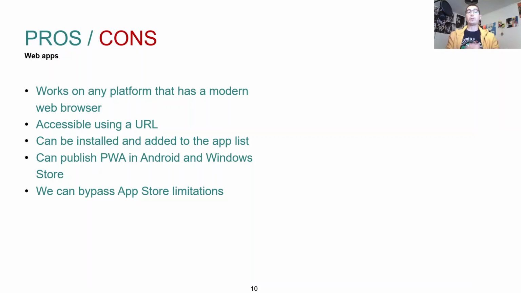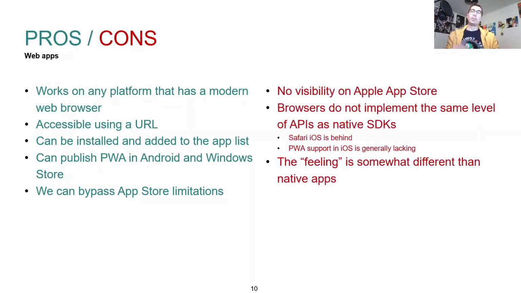And it also allows you to bypass any limitations that you encounter if you want to publish to any available app store. But the drawback is that if you're looking for visibility in app stores, it's not possible on the Apple App Store for a progressive web app unless, as you will see later, you embed it in a hybrid web app.